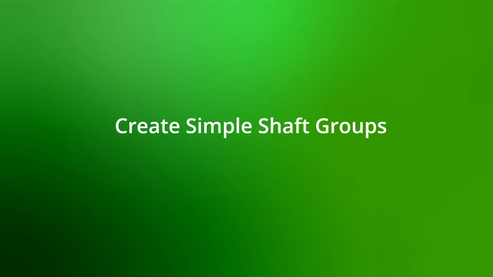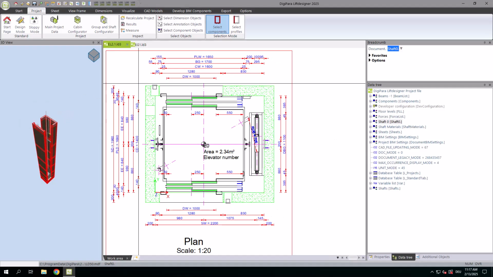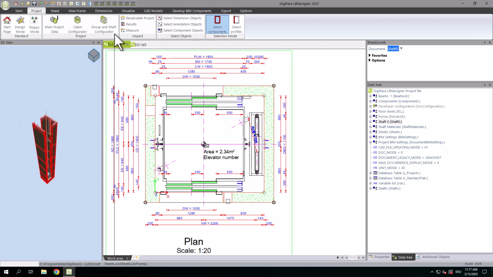Now, let's put this into practice and create a simple shaft group. Before we begin, pause the video and set up your project. Ready? Great! We'll start by creating an identical elevator using the shaft copy function.